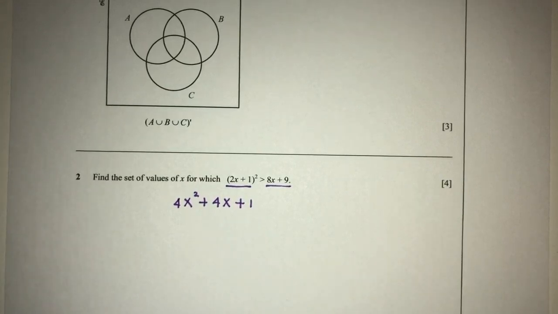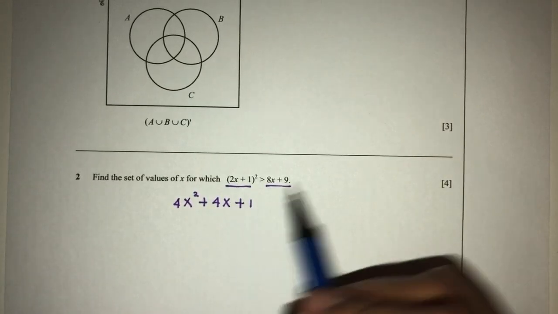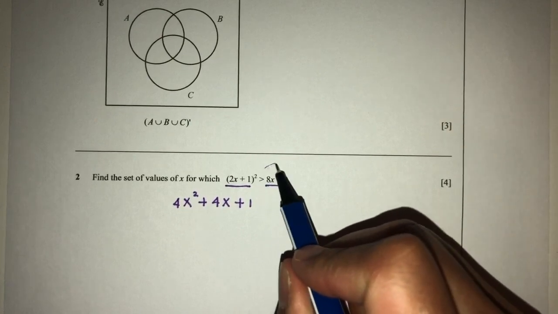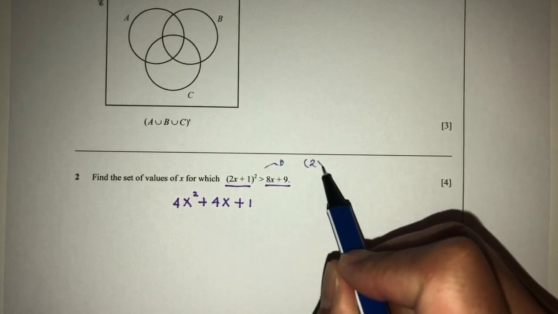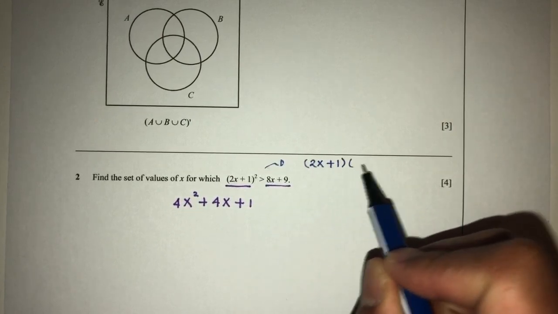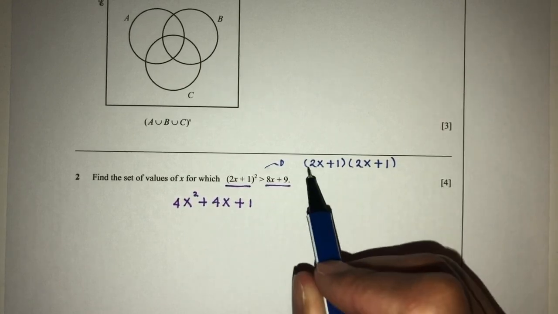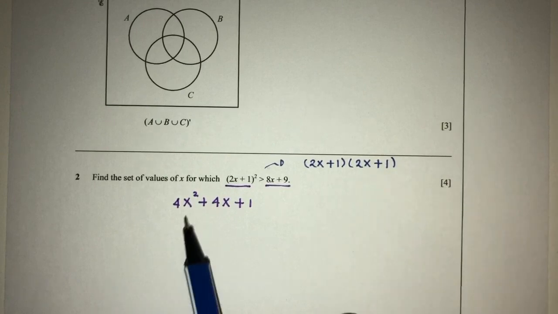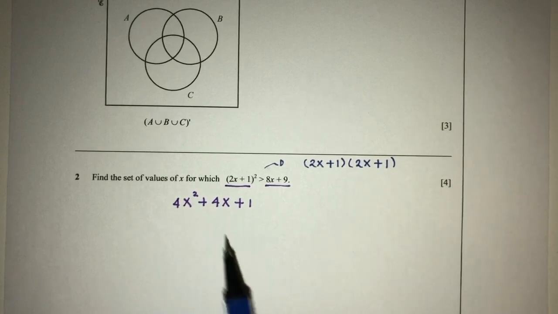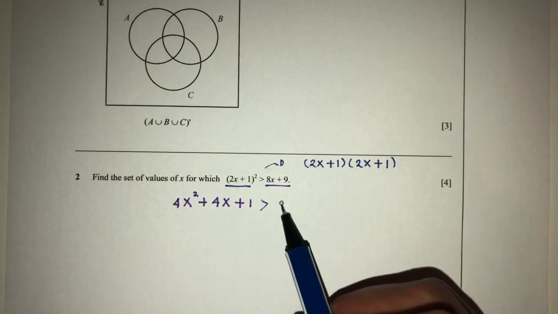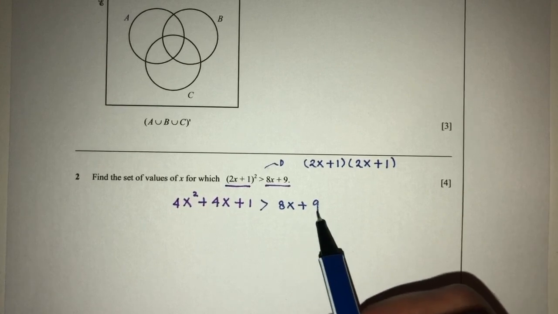Now, let's say you don't know how to expand this. You can always rewrite this down as 2x plus 1 multiplied by 2x plus 1. So this is equal to this, and then you can just expand this step by step. You should be getting the same value as this. Now, on the right, this will be 8x plus 9.